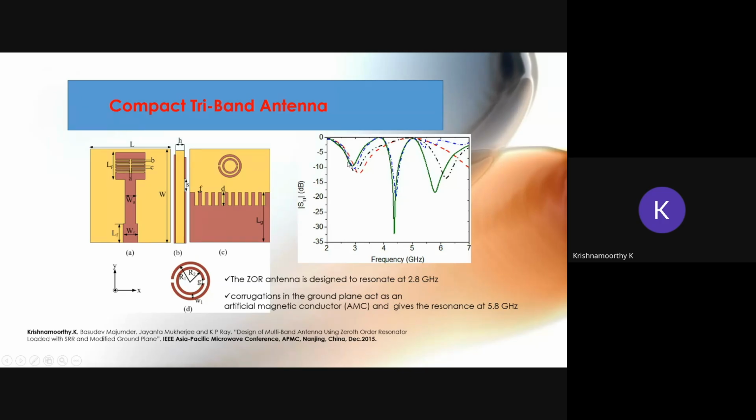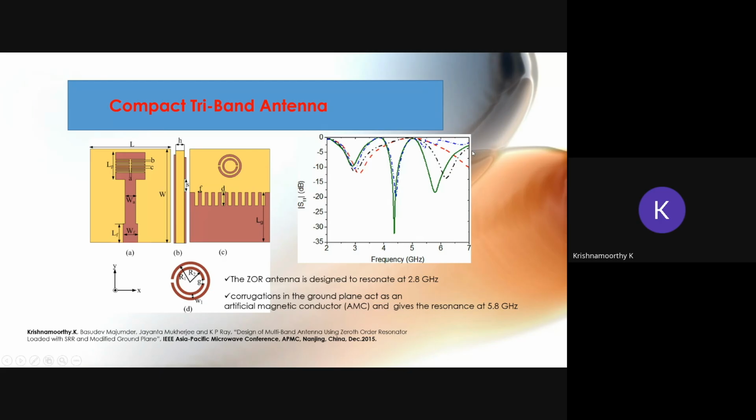This antenna is going to give the triple band resonance. Okay, so the meandering structure loading is going to give one band, and this SRR is going to give another band, and the modified ground plane is going to give the third resonance frequency here. Another advantage of this antenna is that we can independently tune one of the resonance frequencies without affecting the other resonance frequencies.